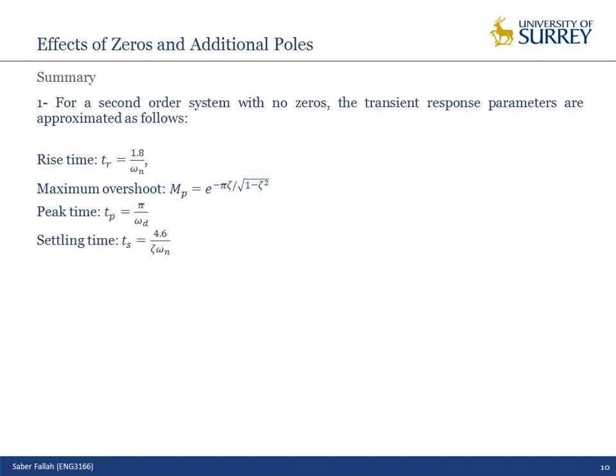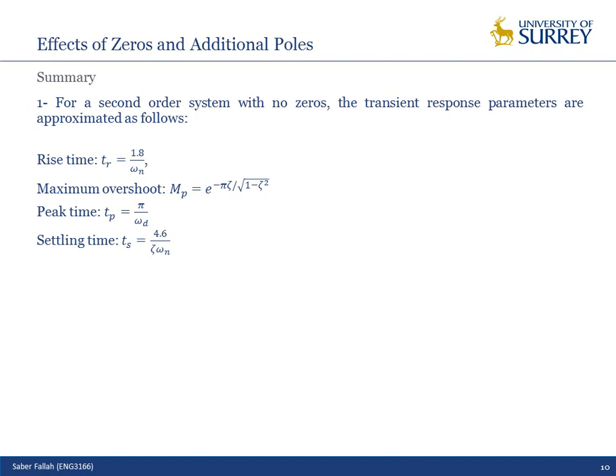As a summary of last week and this week's lecture, if we have the standard second order system with no zero and DC gain of 1, rise time will be calculated as 1.8 over omega n. Maximum overshoot Mp is e to the power of minus pi zeta over root of 1 minus zeta squared. Peak time is pi over omega d, where omega d is omega n root of 1 minus zeta squared. And settling time Ts is equal to 4.6 over zeta omega n, as an approximation of the response of the system.